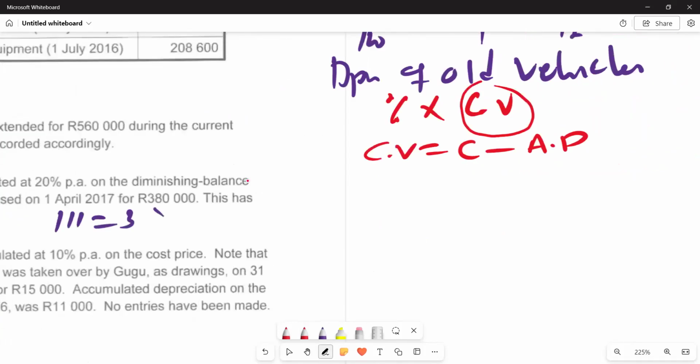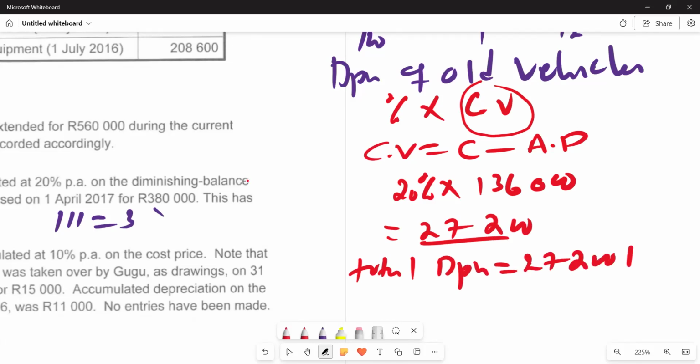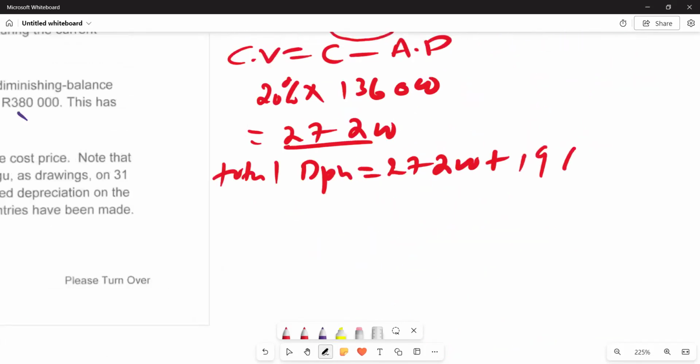So we are going to multiply by 136,000, which is our 20%. So we are going to say 20% times 136,000. And we see what we get there. 0.2 times 136,000, and we get 27,200. So total depreciation now is equal to 27,200 for old vehicles plus new vehicle. We got 19,000 here. We add 19,000. So let's try to see what we get there.